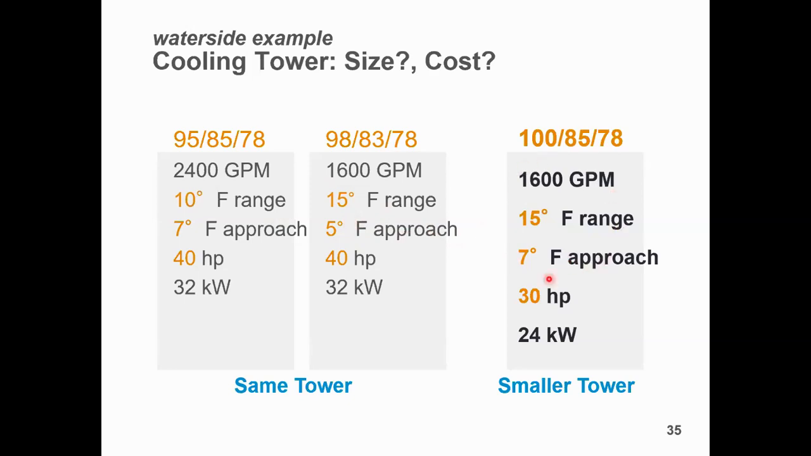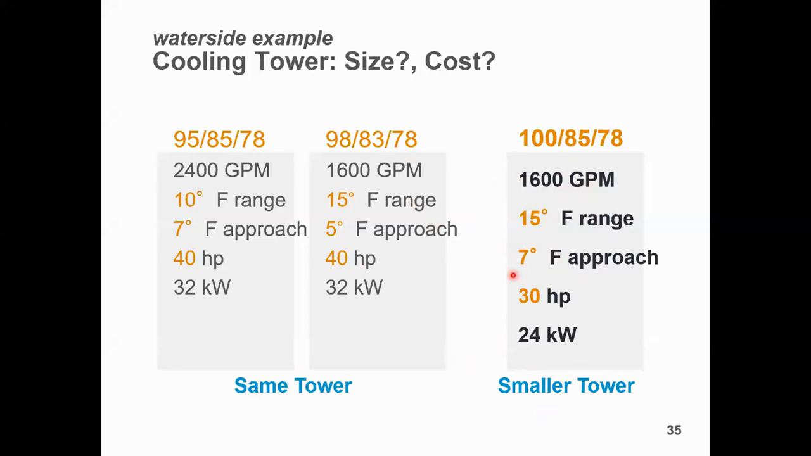Now if we consider 7 degree approach, your condenser water out will go to 100. Condenser water in we are keeping the same, wet bulb is the same with 7 degree approach. You will find that with 1600 GPM and 7 degree approach, what is happening? You are making this particular cooling tower more efficient because it is range by range plus approach. So basically you are making it more efficient and your cooling tower power consumption is reduced from 32 kilowatt to 24 kilowatt.